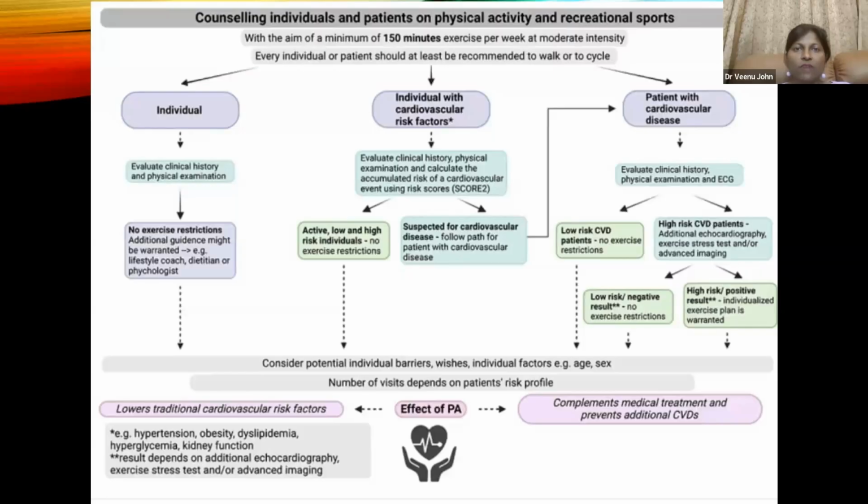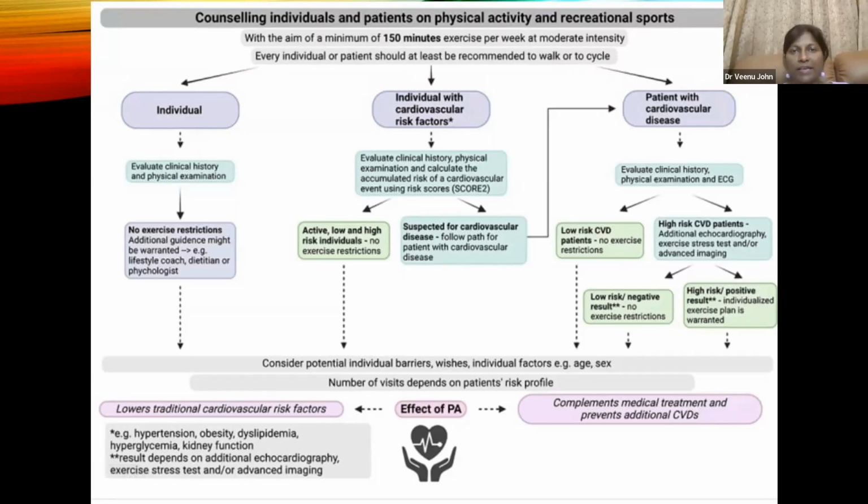So if we are thinking of 150 minutes of activity, first we will look at the individual, whether they have any cardiovascular risk factors or not. If there is no risk factor, no other problems, then we are just going to give them the lifestyle coach or prescription with no restriction. They can go ahead with whatever level of activity they want.